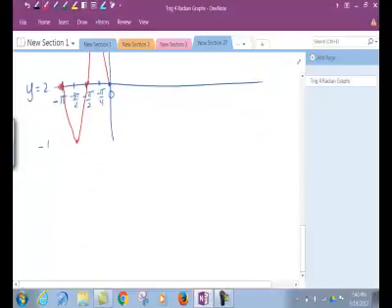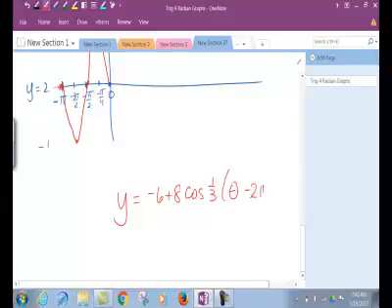I'm going to leave you with one and ask you to work on this on your own, and then I'll get a volunteer to come on up to the board and show me this transformed sinusoid.